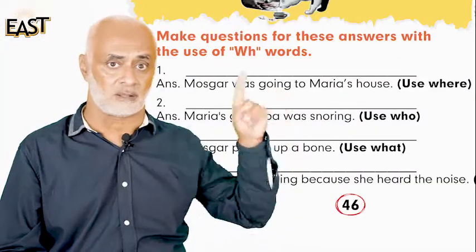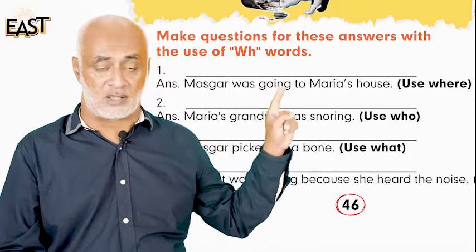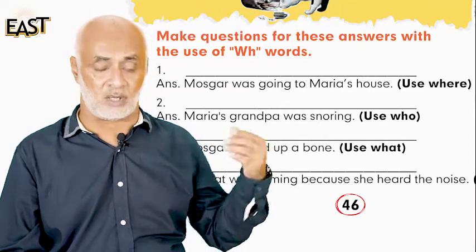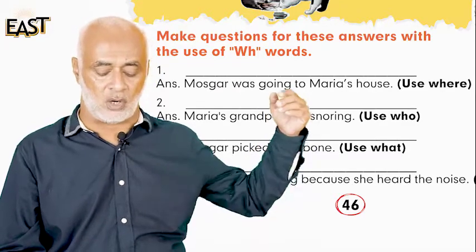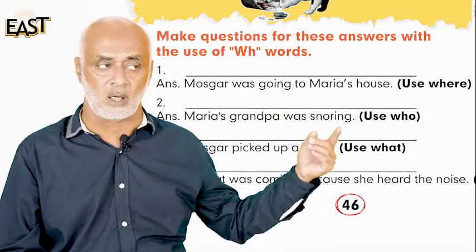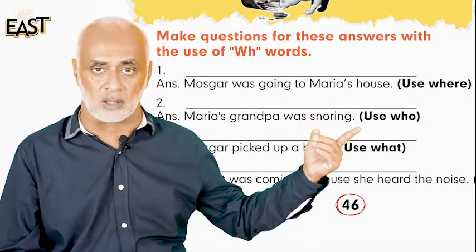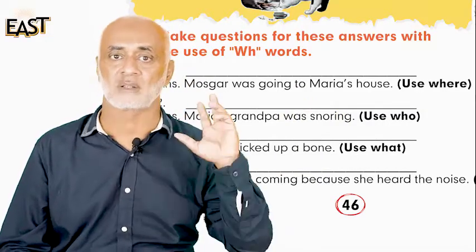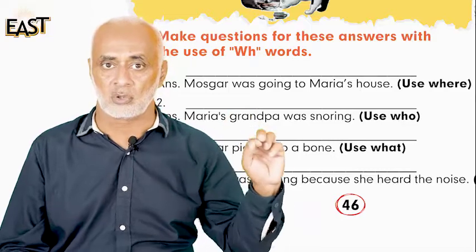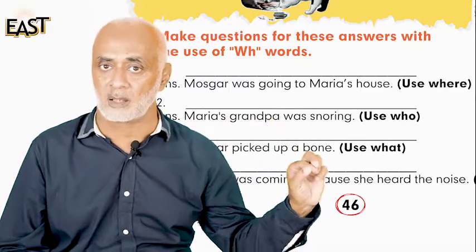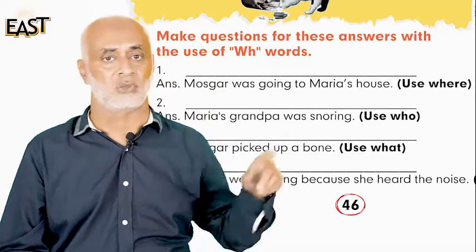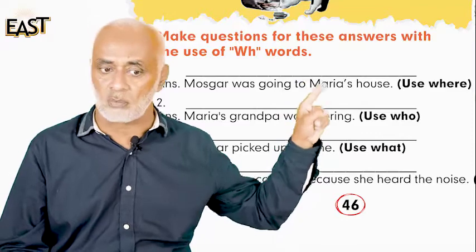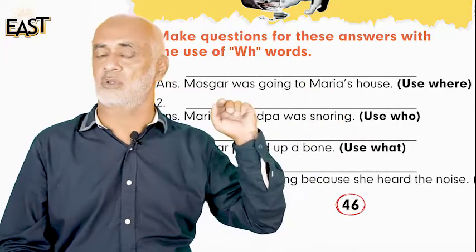So the answer is number 1. This A and S means answer. So the answer is Oscar was going to Maria's house. Let's say together. Oscar was going to Maria's house.